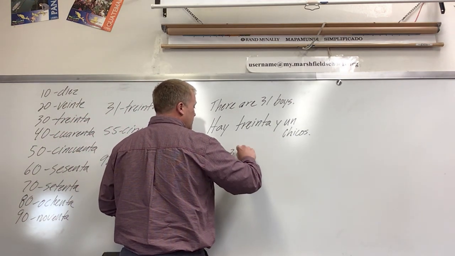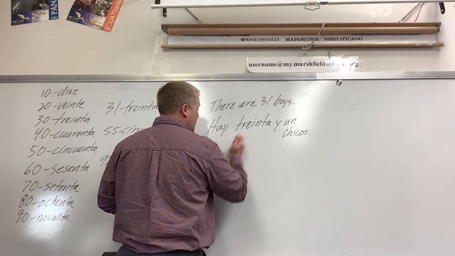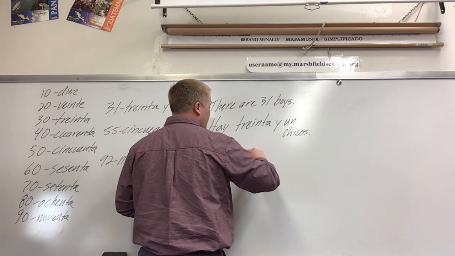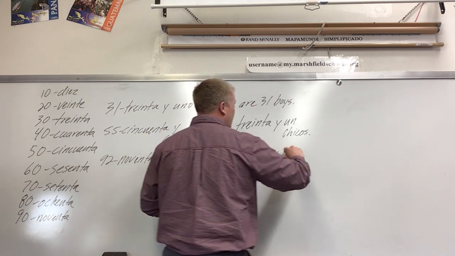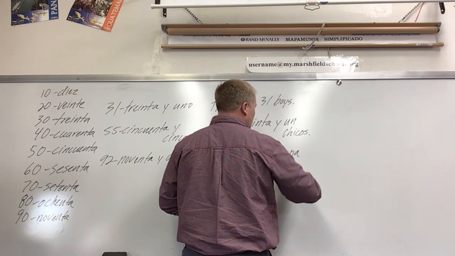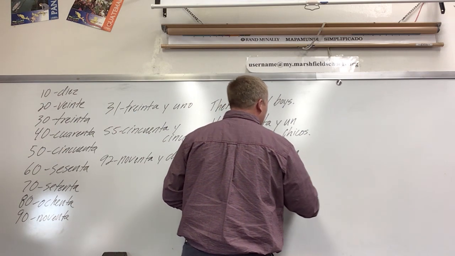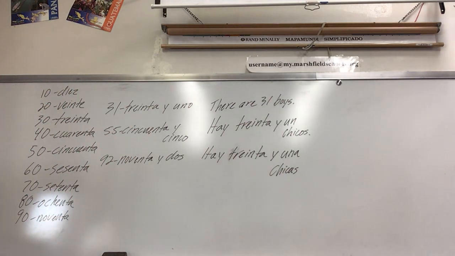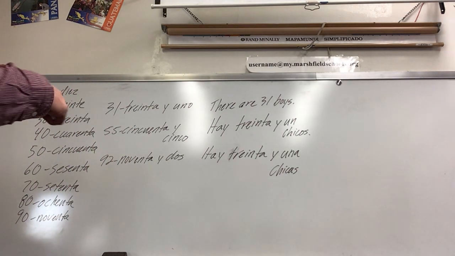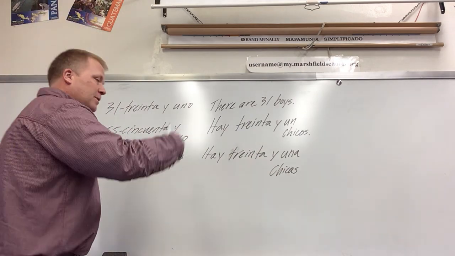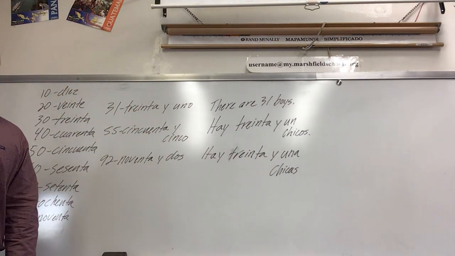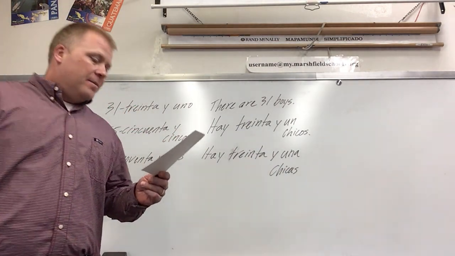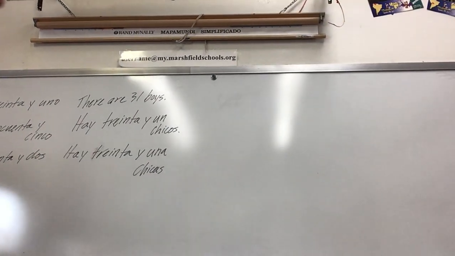If there's 31 girls, we want to say 31. Hay treinta y una chicas. So why una? Because chicas is feminine. So this happens at 31, 41, 51, 61, 71, 81, 91, etc. So masculine, feminine that way. Alrighty?